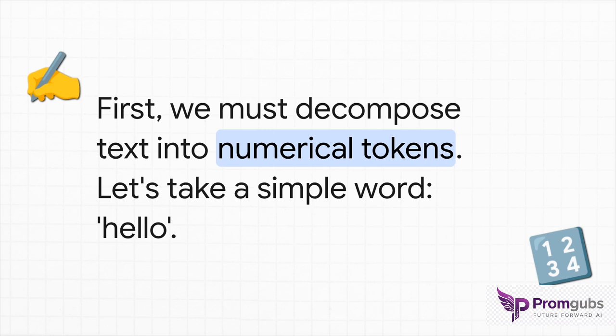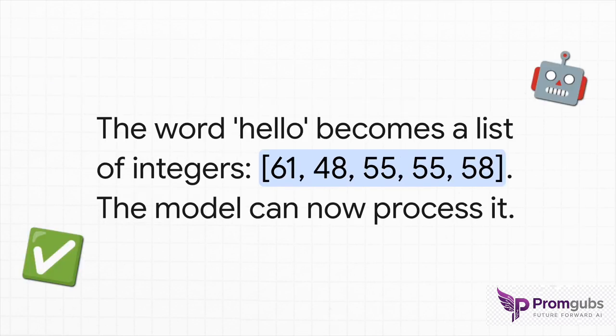Let's see how this works with a super simple example. And boom! Just like that, hello isn't a word anymore. To the computer, it's a sequence of numbers that our model can actually work with. Each one of those numbers corresponds to a character in our vocabulary. This is the fundamental bridge between language and machine.